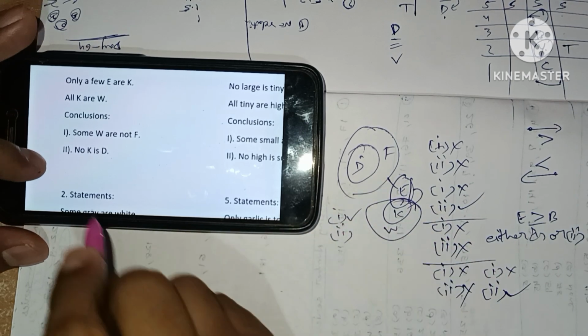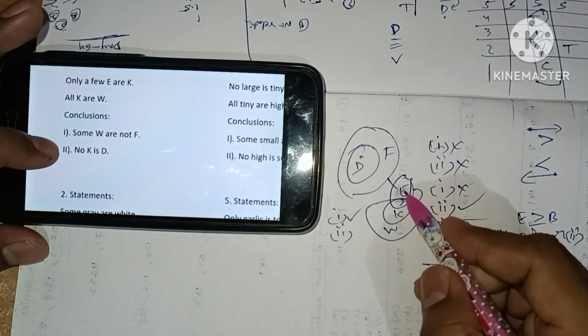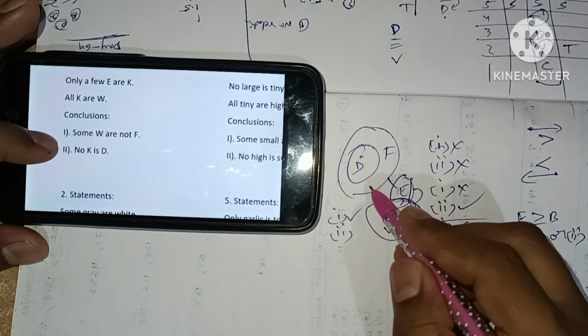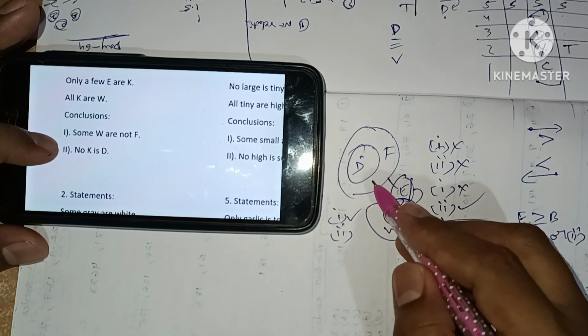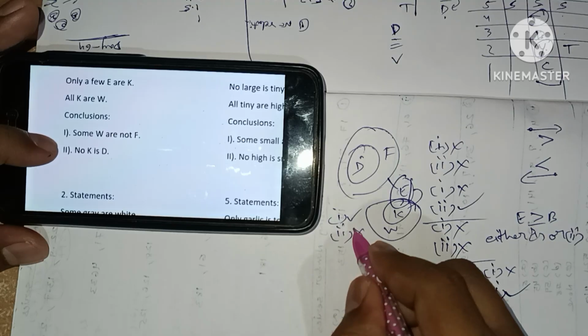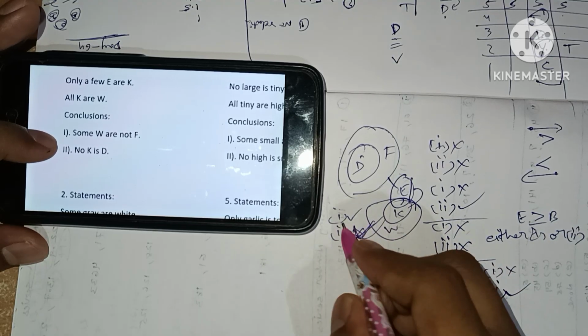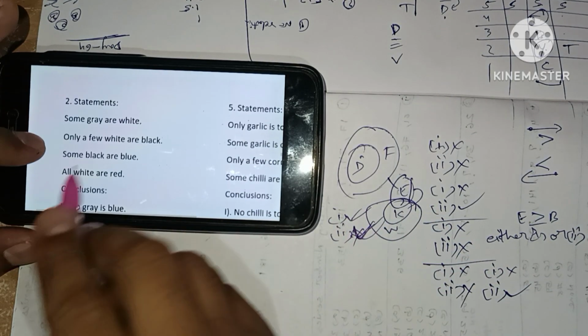Second question. No K is D. Some K can be D? Some part of K can share with D? No, it is not possible. So some case fails means no case will be true. So no case is true. Both are true here.